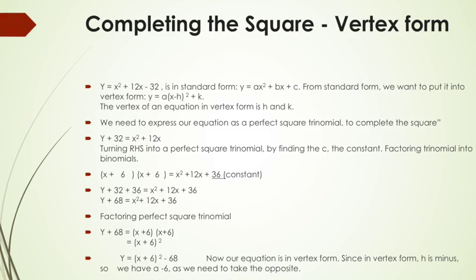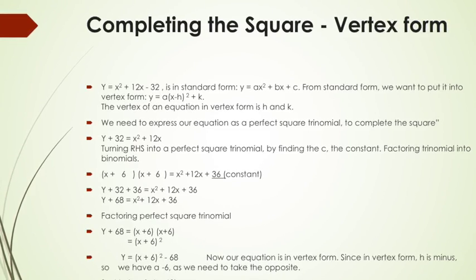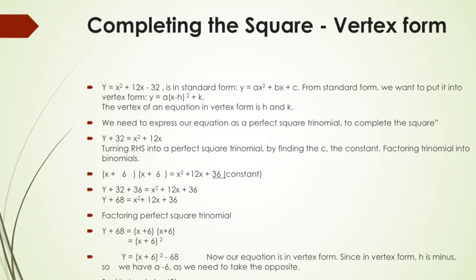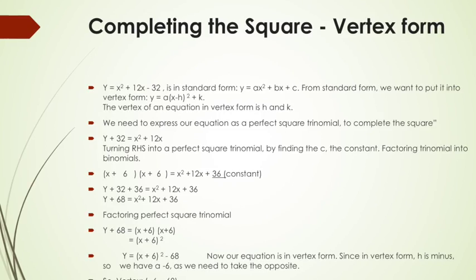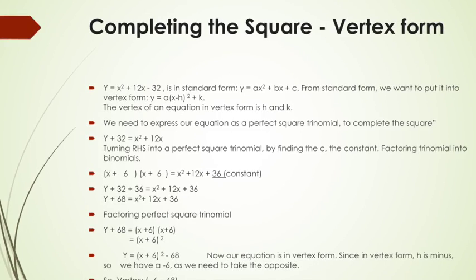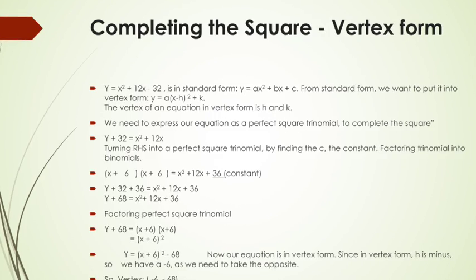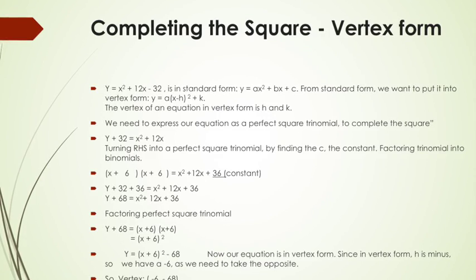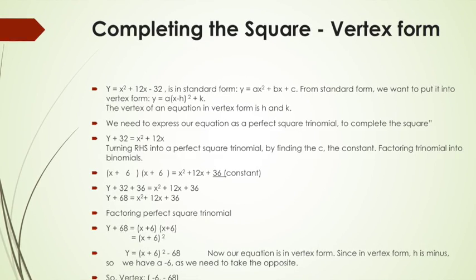Now, the way you'd want to do this is take the constant, which is the negative 32, on the right hand side, and take it to the left hand side by adding it. So, you get y plus 32 is equal to x squared plus 12x. Now, you're turning the right hand side into a perfect square trinomial by finding the c, the constant, factoring the trinomial into binomials.